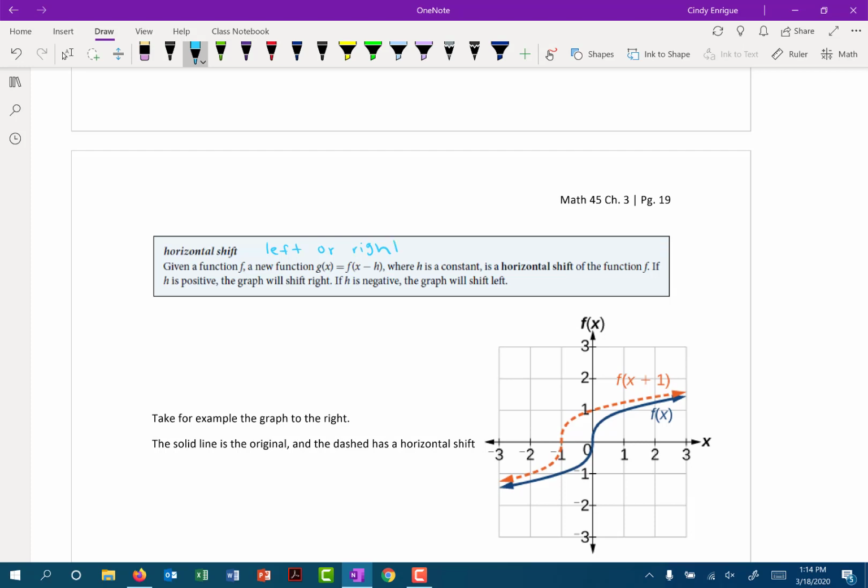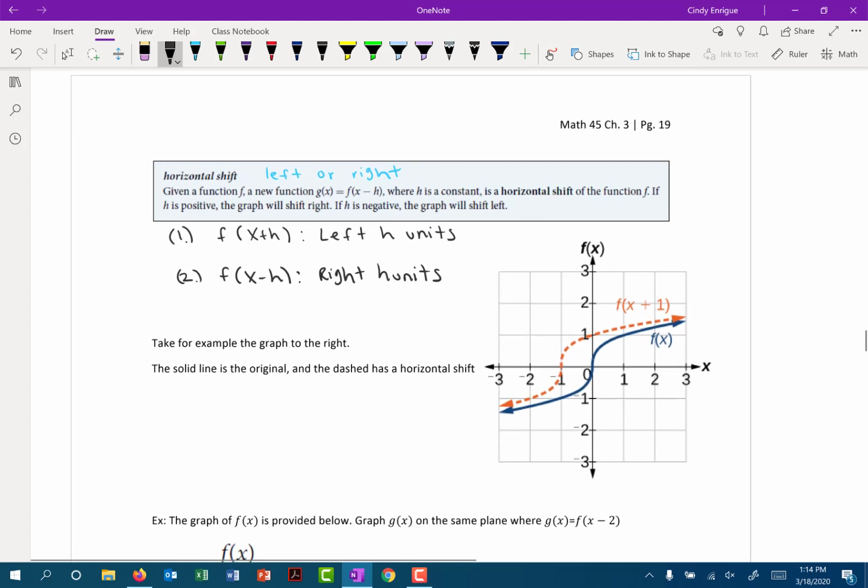And this is actually kind of counterintuitive. Students are always just like, why is it like this? It just is. So we have f. Now inside the parentheses, inside the function, if I have x plus h, what that tells us is we are going to the left h units. And for our second one, if I have f of x minus h, well, then that means we are going to the right by h units. So we have to be very careful with that. So we're going to the left and we're going to the right.